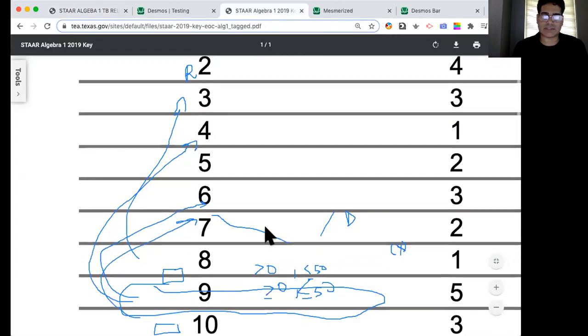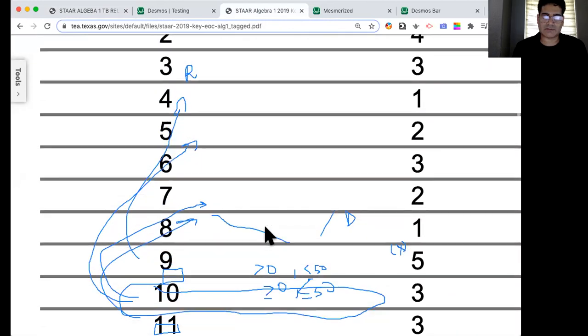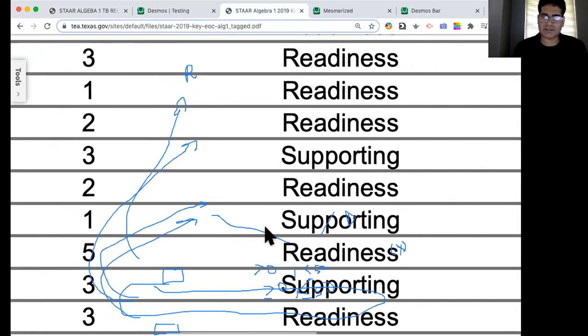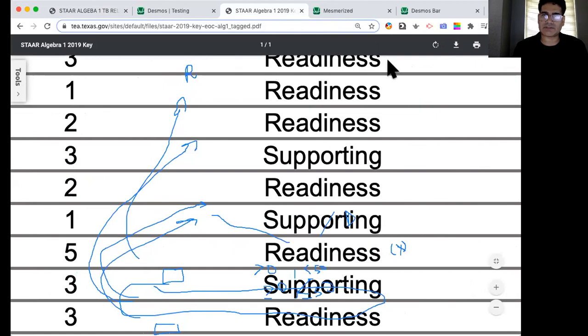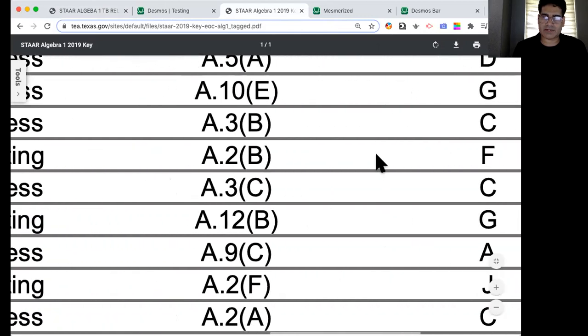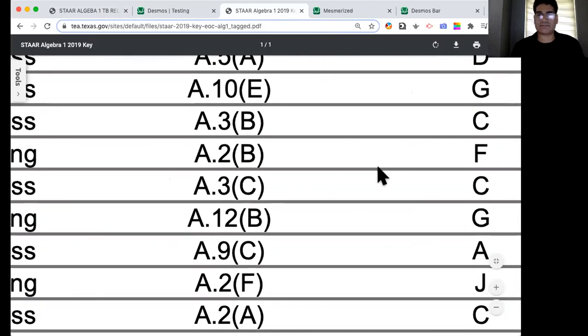And let's see, 11. We're on 11. Let's get rid of all of this drawing. And our answer is C. See that? We didn't need the Desmos.